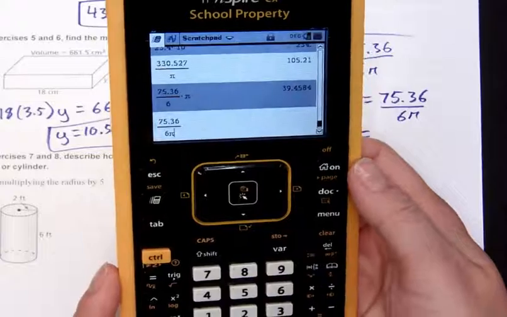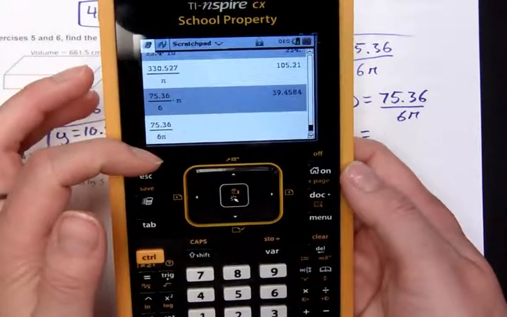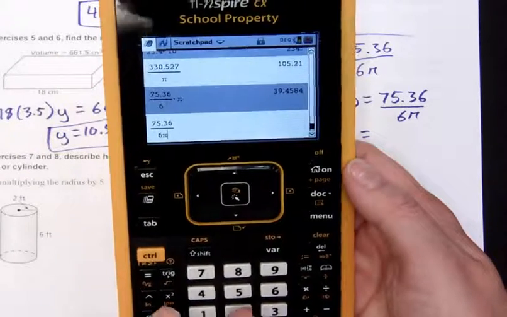Okay, so you can do it as 2 steps. I heard you guys saying you divide it by 6 and then you divide it by pi, or you can divide it by both at the same time, 6 pi.